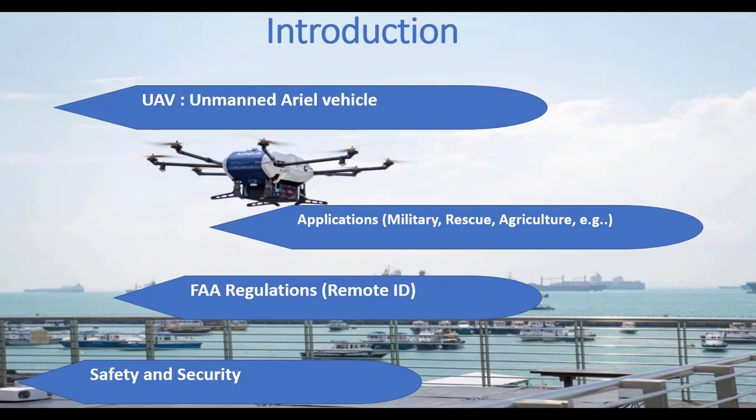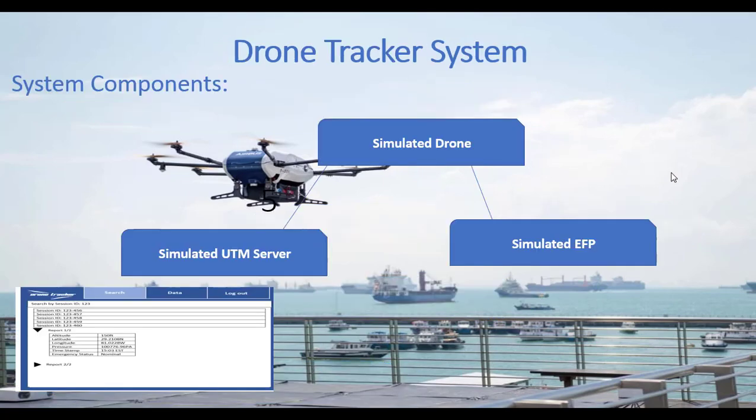In the next slide, we will talk about the drone tracker system. Okay, in the proposed simulation system, there are three main subsystem components: simulated drone, simulated EFB, and simulated UTM server. The simulated drone is used in the system to provide flight information using Bluetooth 5 technology to the UTM server. The electronic flight bag, or EFB, is an electronic management information device or module to help perform flight tasks properly. The Unmanned Traffic Management server, or UTM, is used to receive and store the flight information.